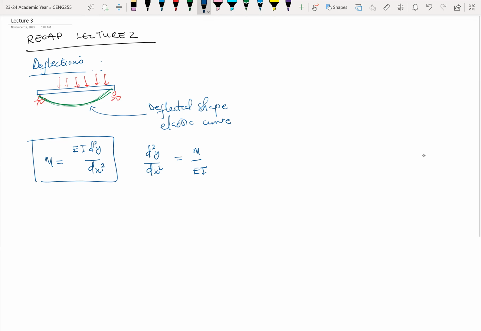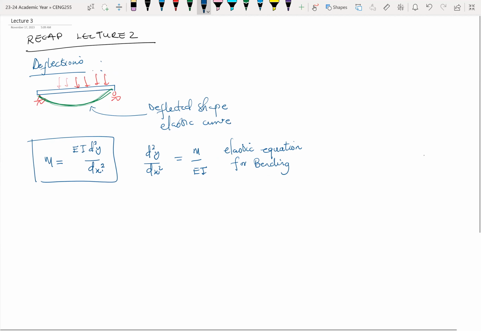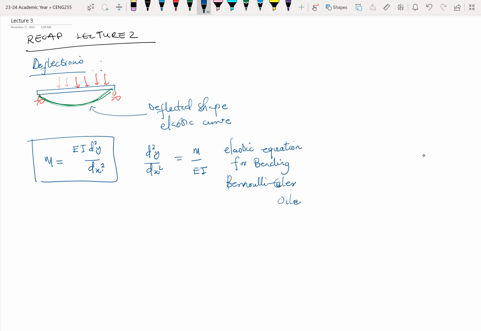So this is called the elastic equation for bending. You are likely to go through this again in strength of materials, I believe. Okay, so you get the opportunity to learn this one twice, which is the Bernoulli Euler equation. Okay, it's pronounced Euler, like this. This is how they pronounce the name Euler.